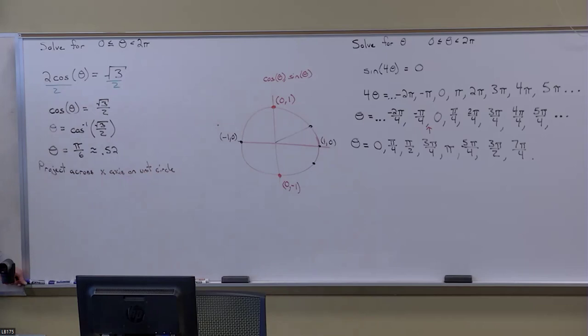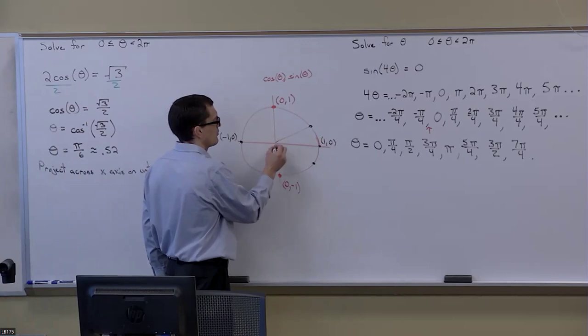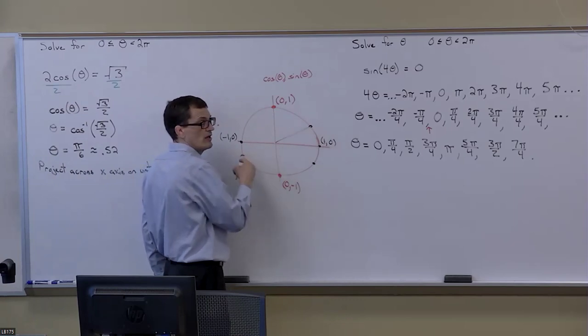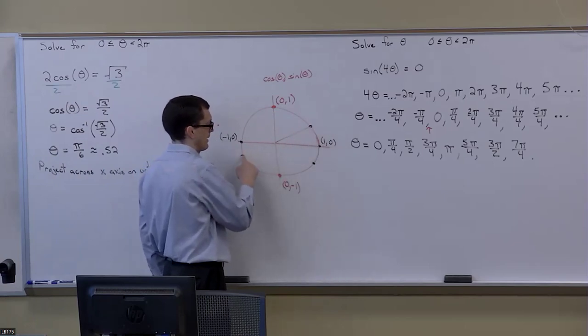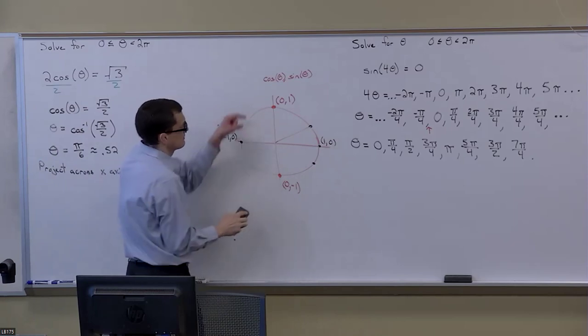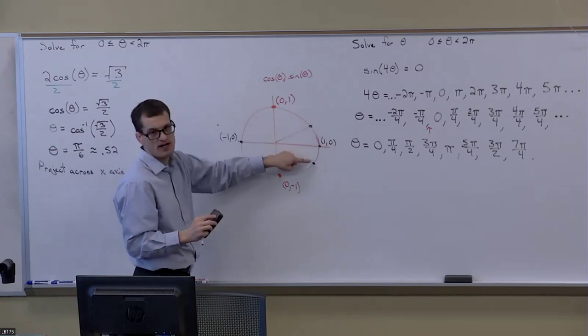How do I project across the x-axis on the unit circle? In other words, how can I find that angle? You have an idea. Would you add pi? Well, if I added pi, I'd get this one straight across. Adding pi essentially projects through the origin. That works fine when I'm doing that one, but when I'm doing this one, I can't just add pi.